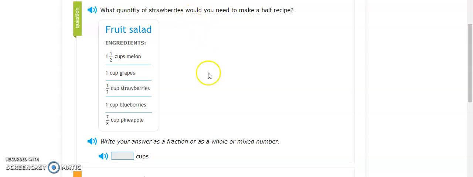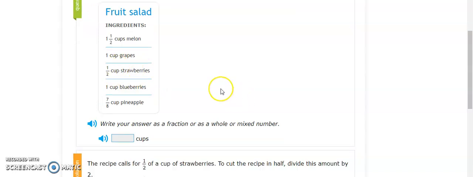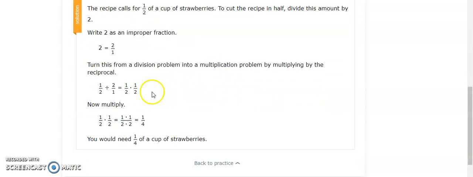So if I'm just looking at strawberries specifically, all I need to look at is this half a cup of strawberries and then divide that number by 2. Okay, and then we're going to talk a little bit about how that happens as well.